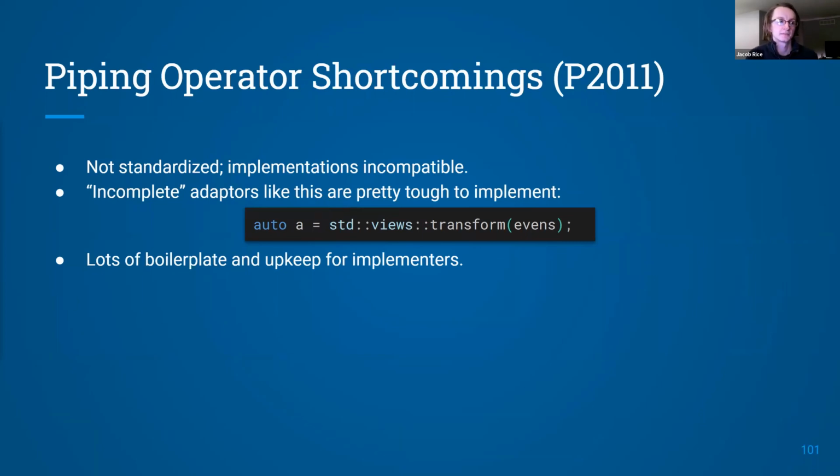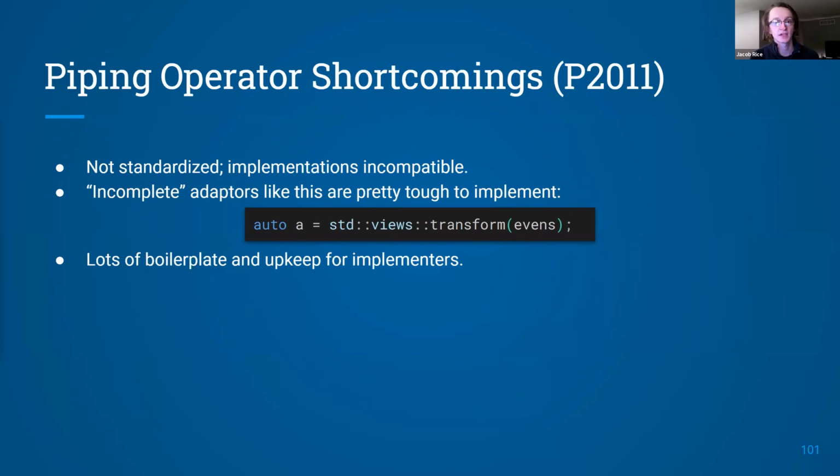So the piping operator and the adapter types aren't standardized. Implementations of these are incompatible with one another. There's nothing generic about any of them. And you can't use std ranges with range-v3 in some contexts. So that makes it pretty hard to use this feature because basically, if you're building up complex pipelines, you have to stick with one library. And if you're writing your own, you have to use that library.